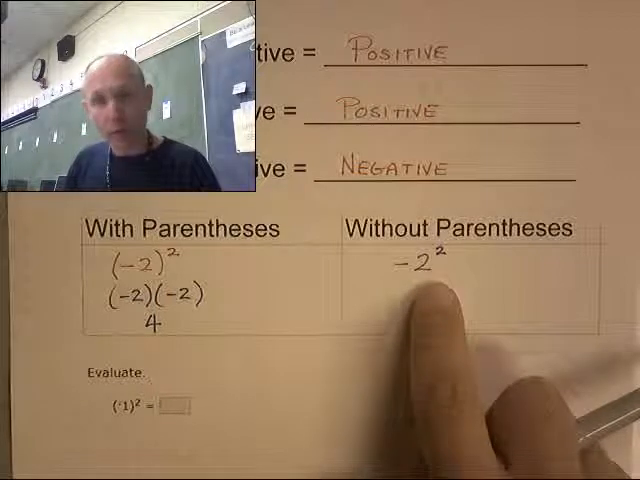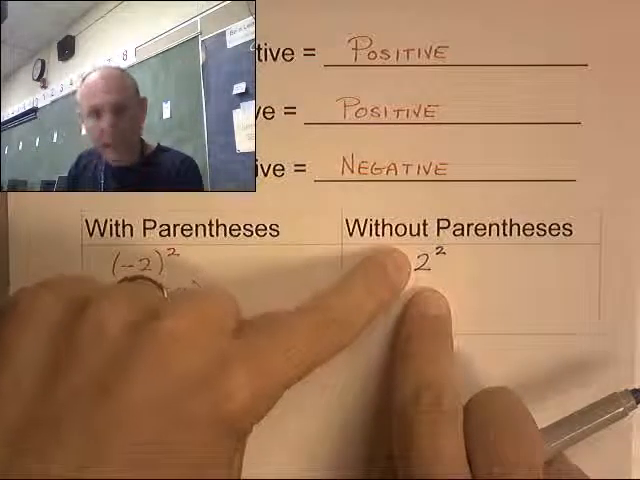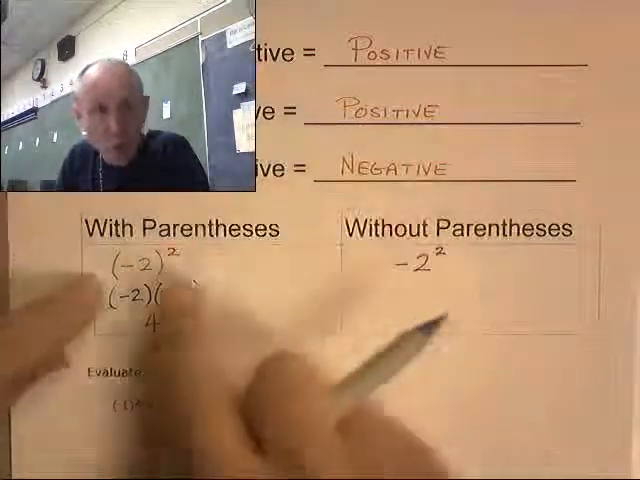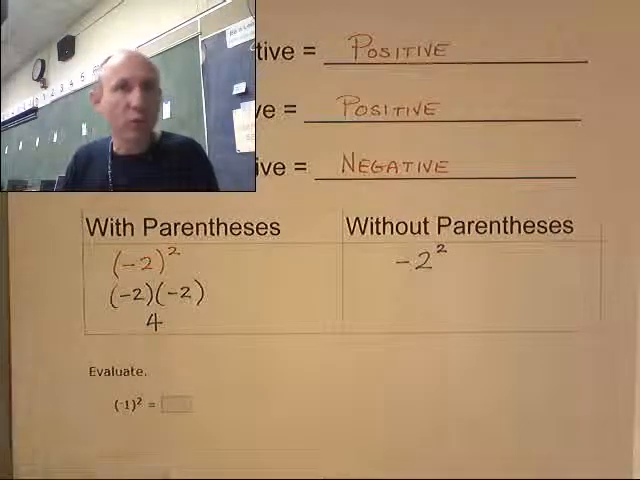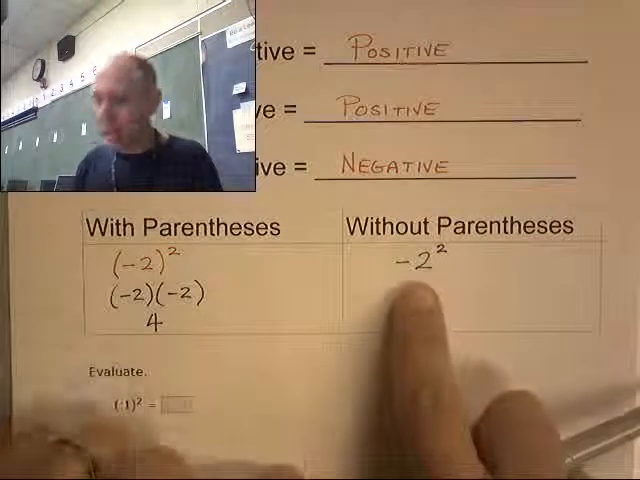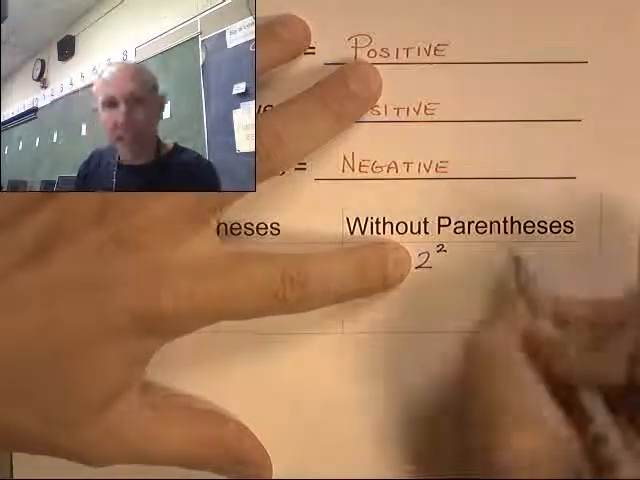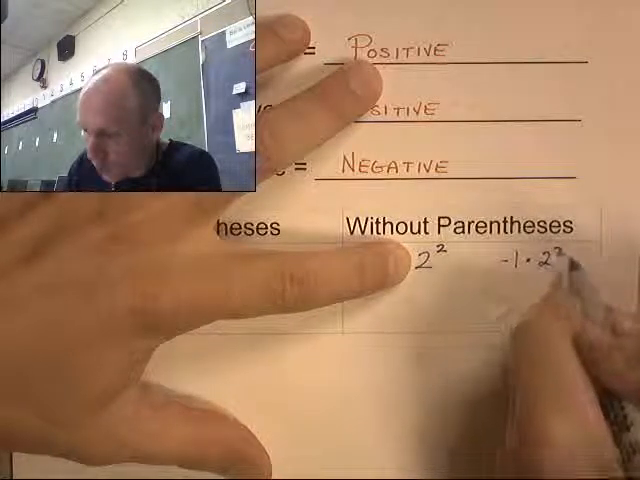If you don't have parentheses, the negative here isn't really attached to the 2. Here, the parentheses are making this group where the negative and the 2 are together as a little group, so they have to be written out together. Over here, that negative can be thought of as just a negative 1 times 2 squared.